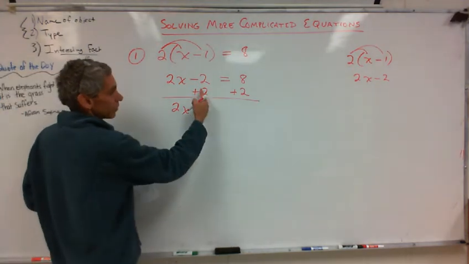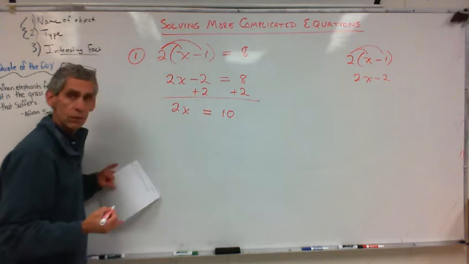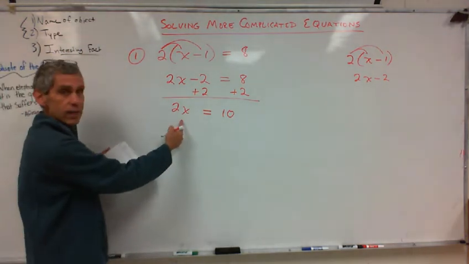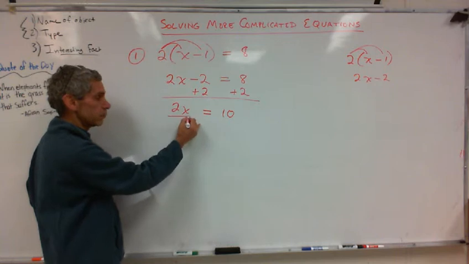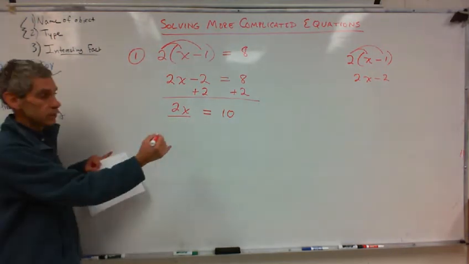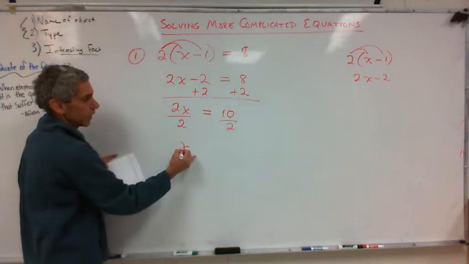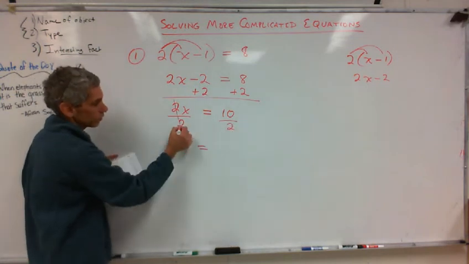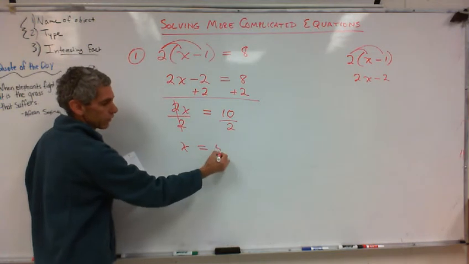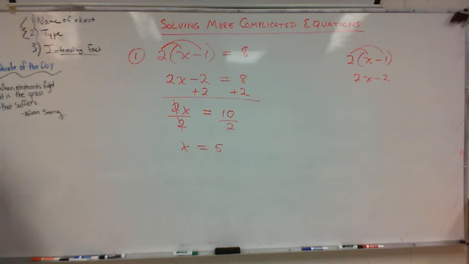2x, that's 0, so I'm not going to have to write anything, equals 10. Now you guys know what to do. 2 times x, the opposite of times is divide. I just put a line for divide. 2, line, that means divide by 2. So x is equal to, because those cross out as 1, 10 divided by 2 is 5. Pretty straightforward, right? Not so hard.